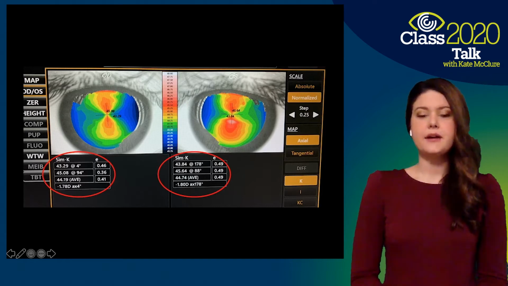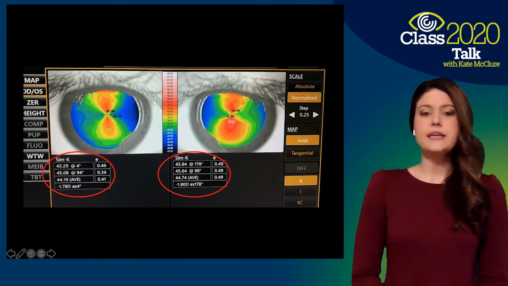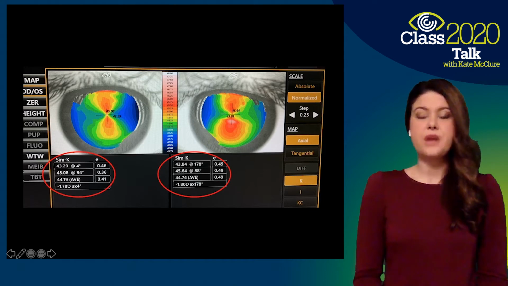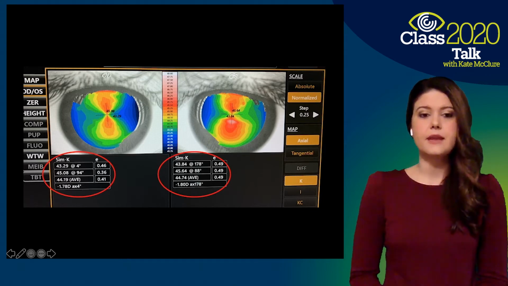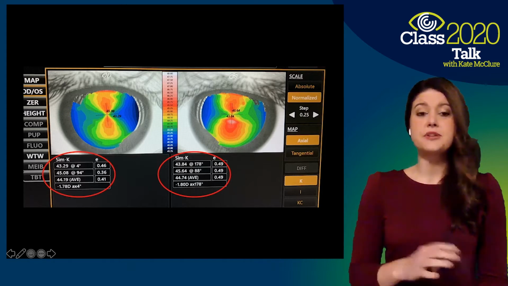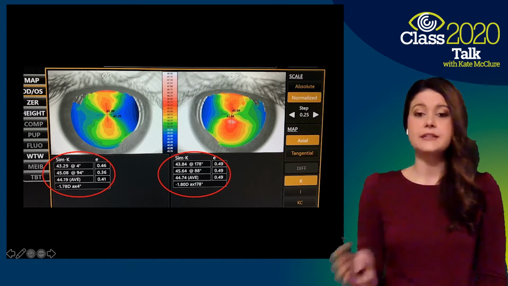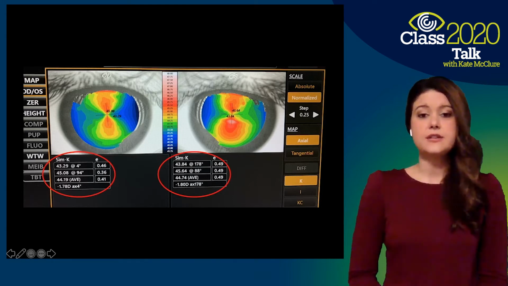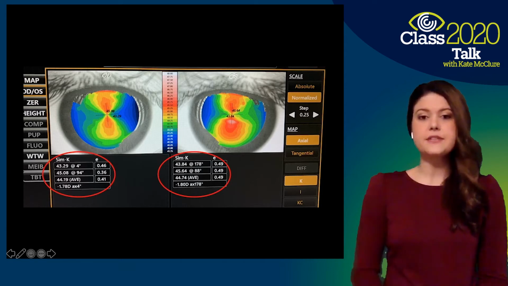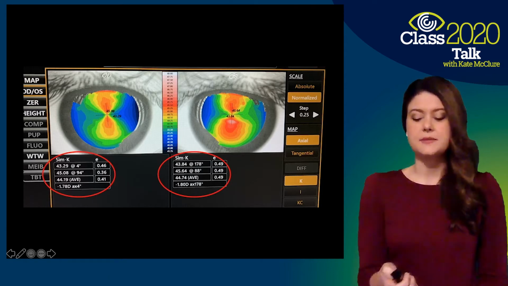Looking at the topographies, we can see here that she has regular with-the-rule astigmatism. There's a diopter and a quarter, a diopter and three-quarters in the right average and a little over that in the left. So you can see here fairly regular topography, nothing exciting, but she does have significant corneal and refractive astigmatism.